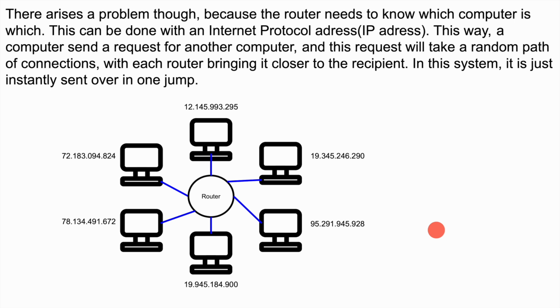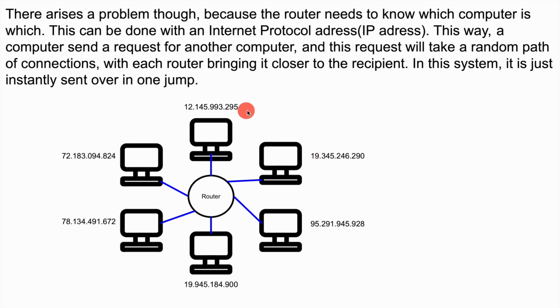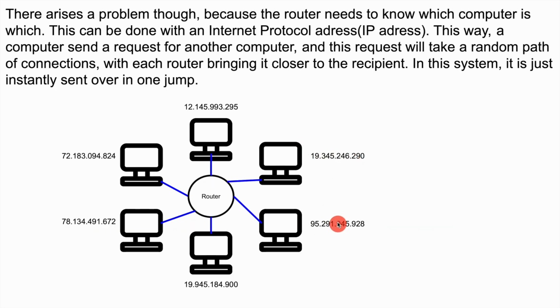And you might have realized, how does it know which computer is which? This is why we need the source and destination IP address. IP, Internet Protocol. Internet is this network. Any network is just a bunch of computers connected together. And the biggest network today is called the cloud, or, as I said, the internet. Now this computer will know which computer it wants to connect to, and the router will know how to do it.